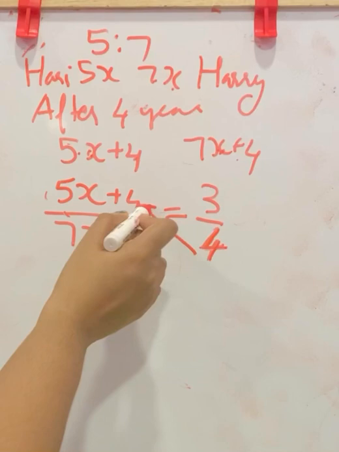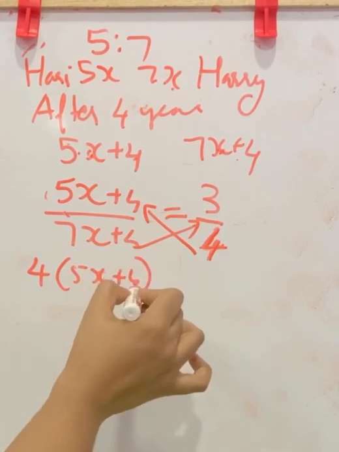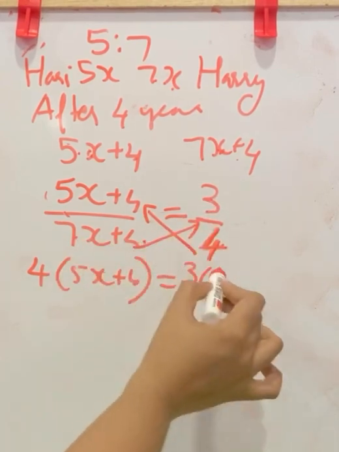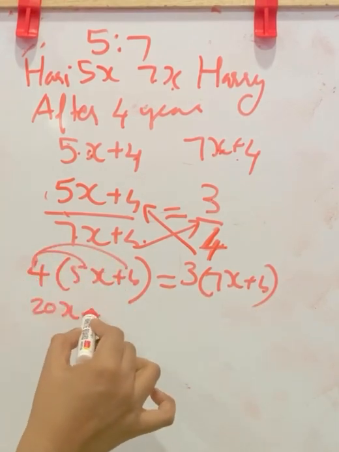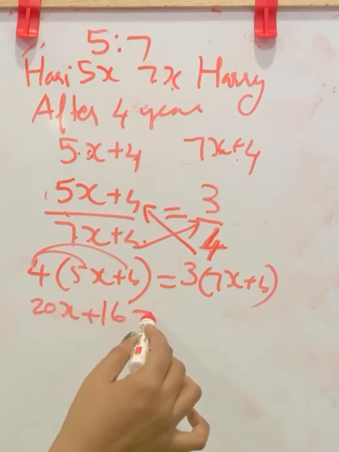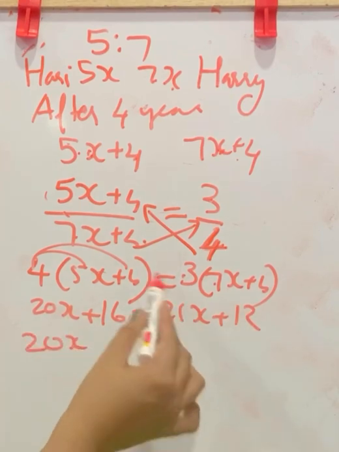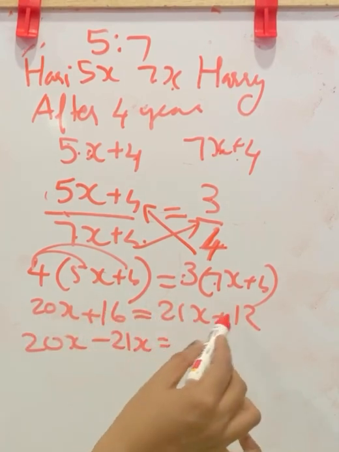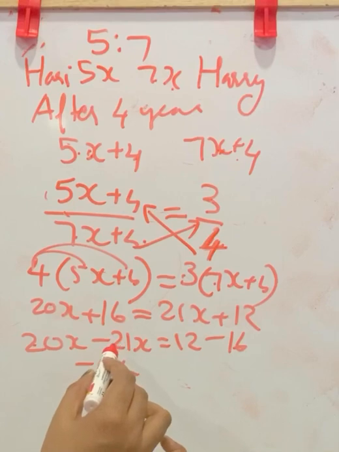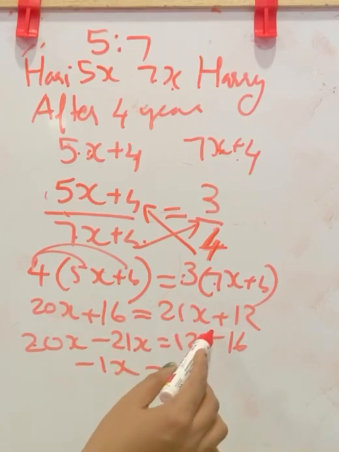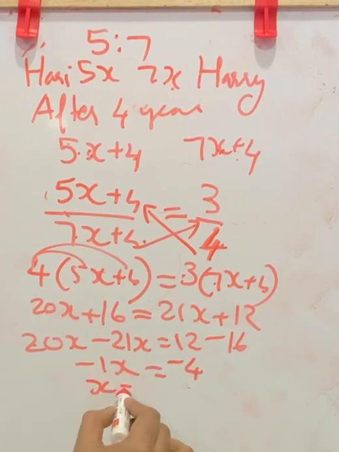Now solving: 4 into 5x plus 4, close the bracket, is equal to 3 into 7x plus 4. Opening this bracket, 5 4s are 20x plus 4 4s are 16 is equal to 3 7s are 21x plus 4 3s are 12. Taking this 21x to LHS, minus 21x, 12 is here, taking 16, minus 16. That is minus 1x. 20 minus 21 is minus 1x is equal to 12 minus 16, it is plus and minus, bigger number sign, that is minus 4. Here minus x is equal to minus 4.